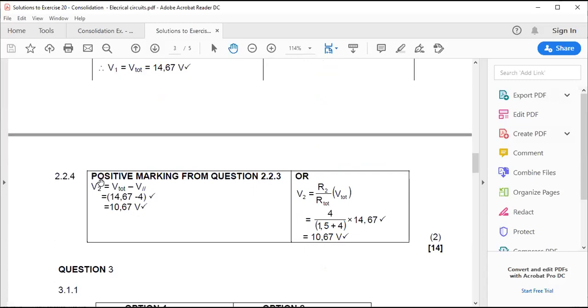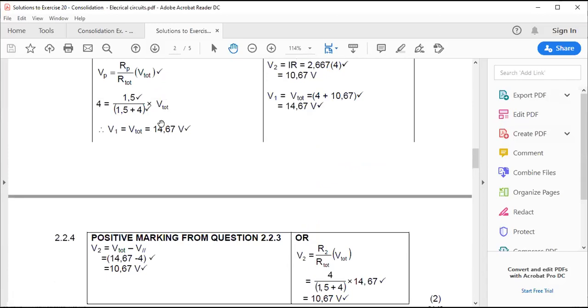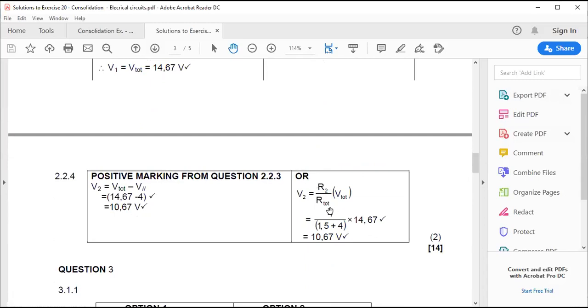And here it says positive marking. What is positive marking? Your answer here can be wrong, as long as you do it the right way, then you still get your 3 marks. So if your answer, let's say, was 10,67 here, and you put 4 over 1,5 times 10,67, then you're going to get all these marks, because we don't mark the answer. We mark the understanding of the concept. Clear?